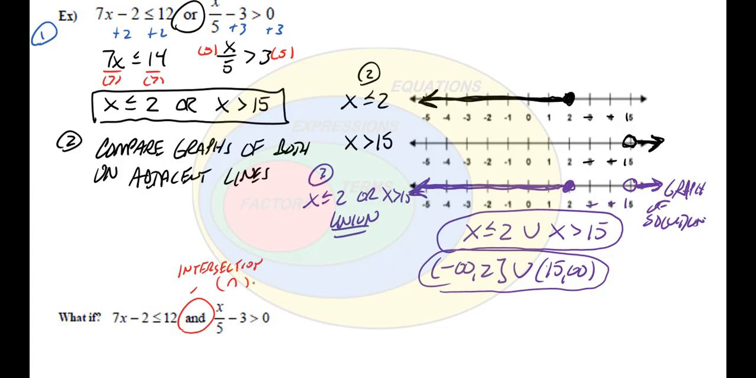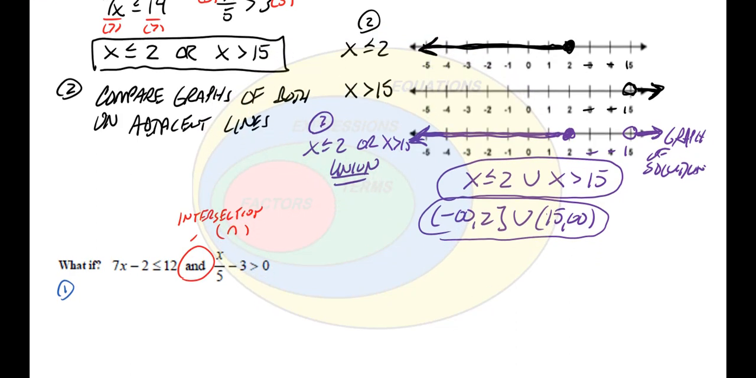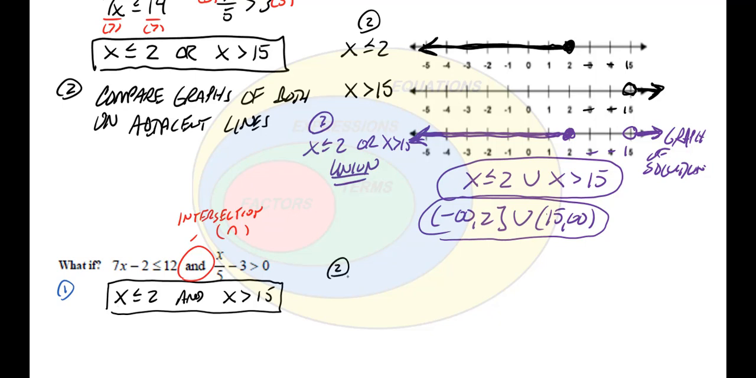Okay, so what's the difference? Well, I still go through and solve. In the first step, I would still end up getting x less than or equal to 2 and x greater than 15. I still would need to do that, and I would still compare the graphs on adjacent number lines. I'm just going to draw my number lines this time, so I'm going to make them adjacent number lines.